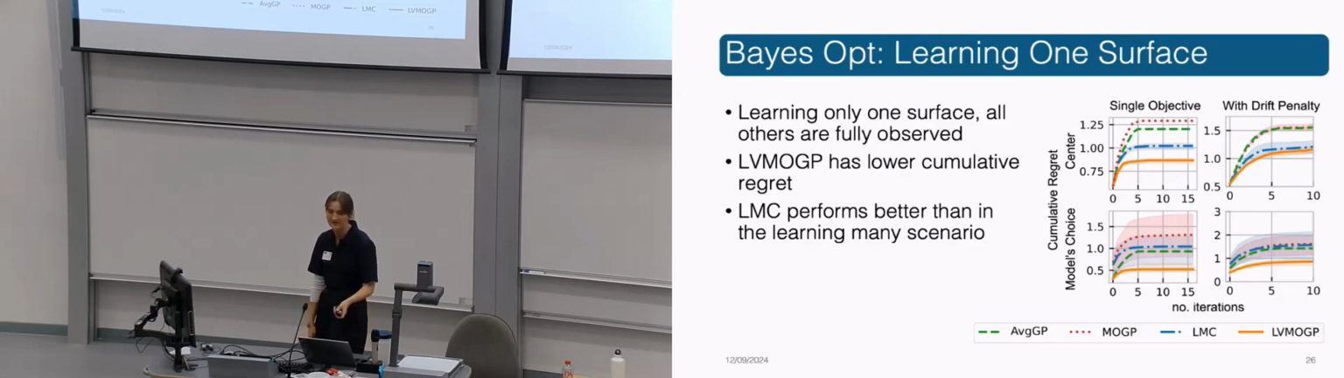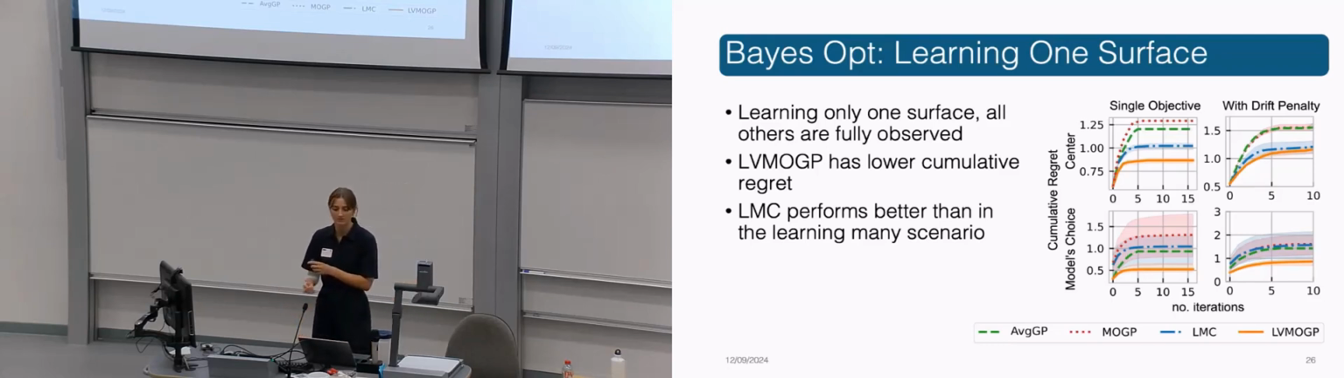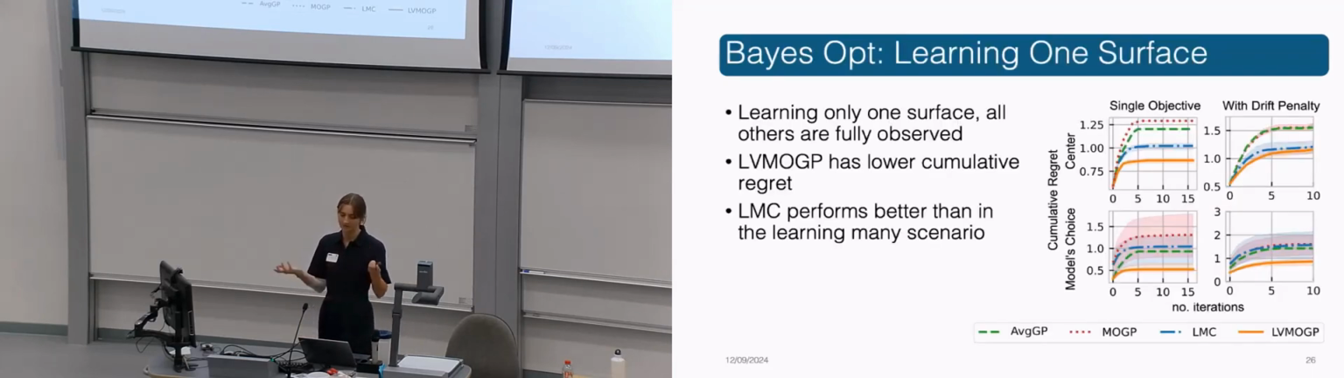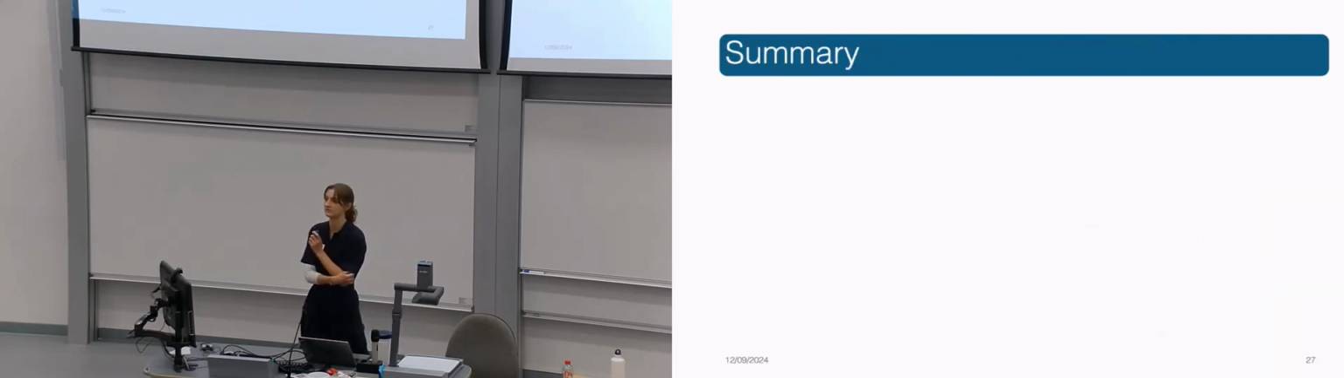And here we see that the linear model of co-regionalization does better. That's because it's got more data, so we're not getting this overfitting issue so much, so it can do better here. But in general, we still see that the transfer learning is helping. Any questions about the results before I go on to a summary?